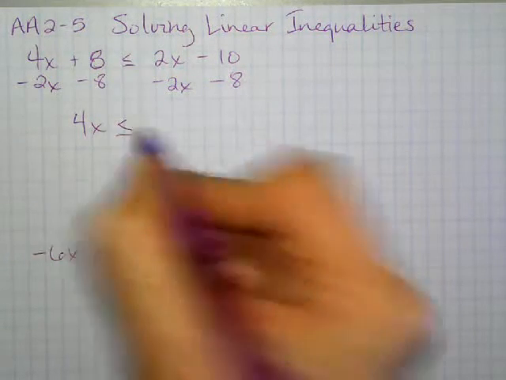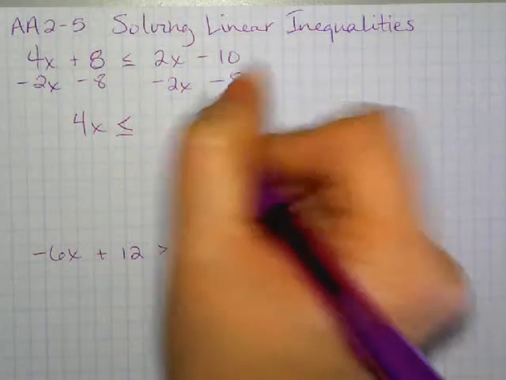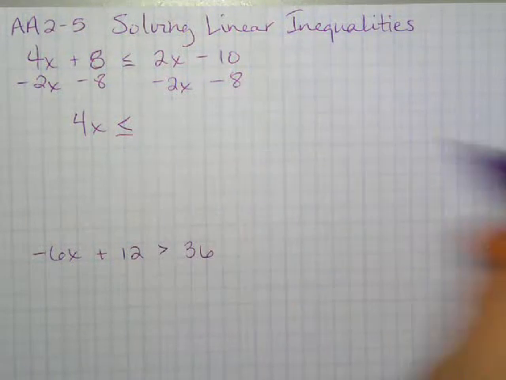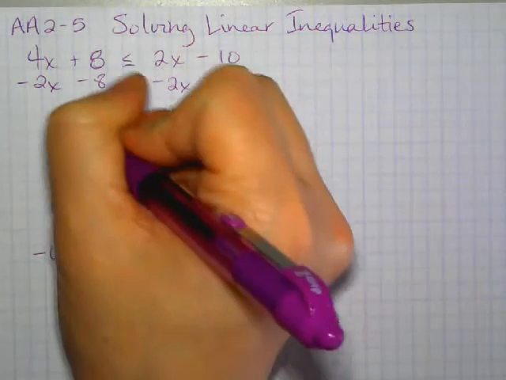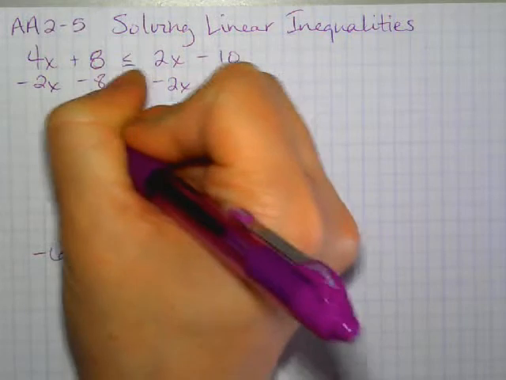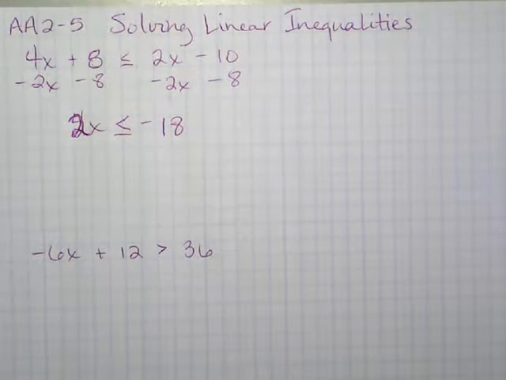Thank you. That's why it's not coming out right. This should be 2x, because I didn't do my math. 4x minus 2x gives me 2x. Thank you for keeping me in line. And my next step then is what? Divide by 2. So I have x is less than or equal to negative 9.